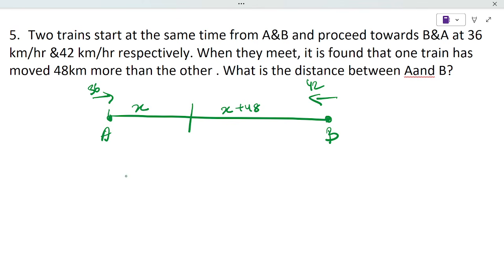But again, same funda. The time of train 1 is equal to the time of train 2, so distance will give us what? Time of train 1 is x, the distance, divided by 36 km per hour. The other one has distance x plus 48 divided by 42 km per hour.